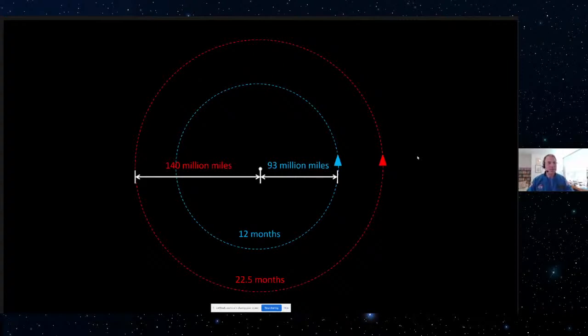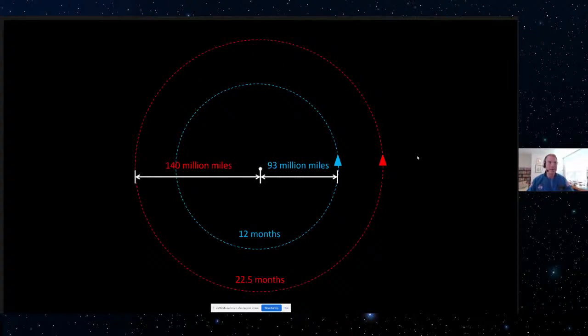Red dashed line represents the orbit of Mars around the sun. Again, the planet's too tiny to see at this scale. The red arrow indicates that Mars moves around counterclockwise as seen from a vantage point above the North Pole of the sun. Average radius of Mars' orbit about 140 million miles.